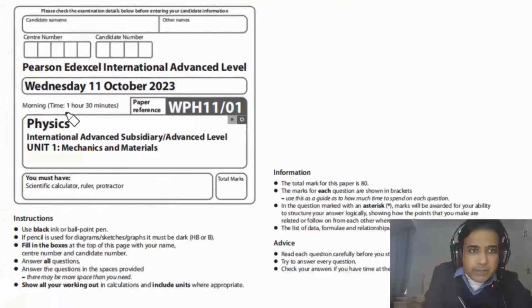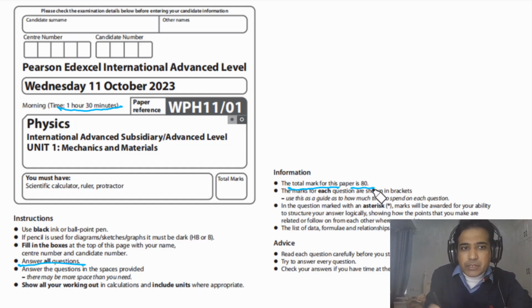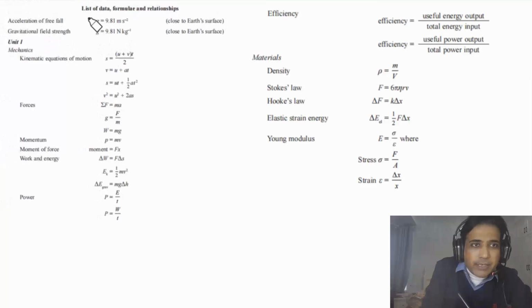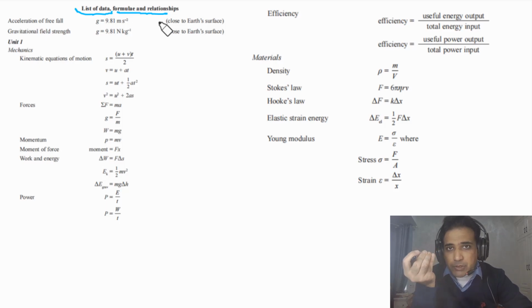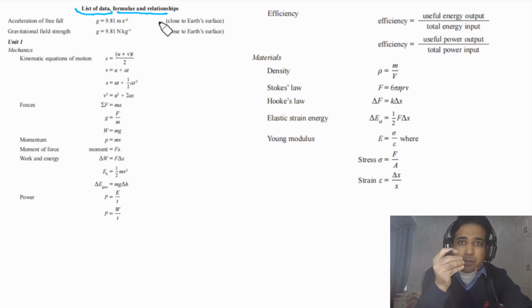Total time for this exam is 1 hour and 30 minutes. You need to answer all questions on this paper and the total mark for this paper is 80. On the last page of the exam, you can also find some important data and some important formulae. In the exam, if you need any formulae or have forgotten any, you can go to the last page of the exam paper and double check. Some important formulae are given to you.